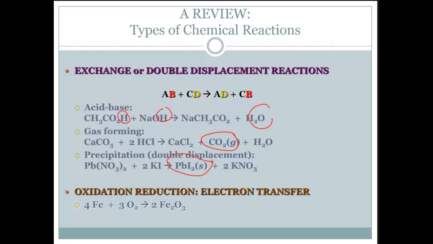We also have oxidation reductions, which is the transfer of electrons. So here, the iron is losing electrons and the oxygen is gaining electrons to form this compound.